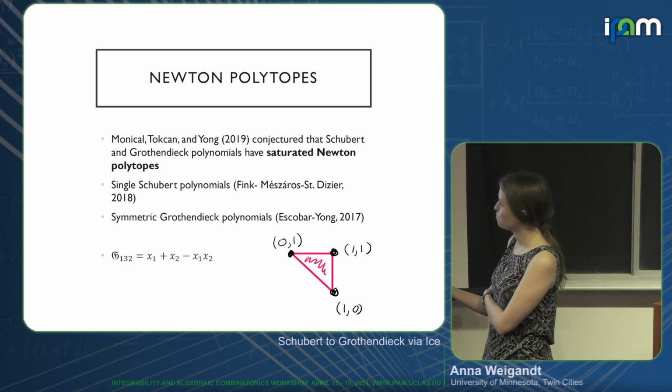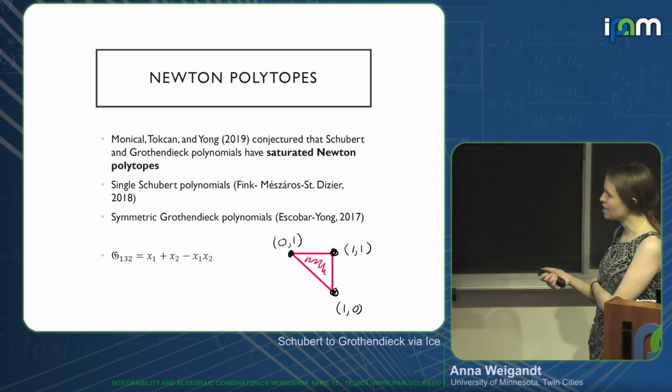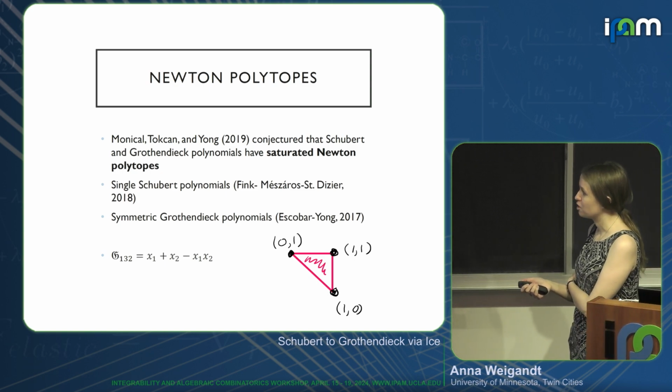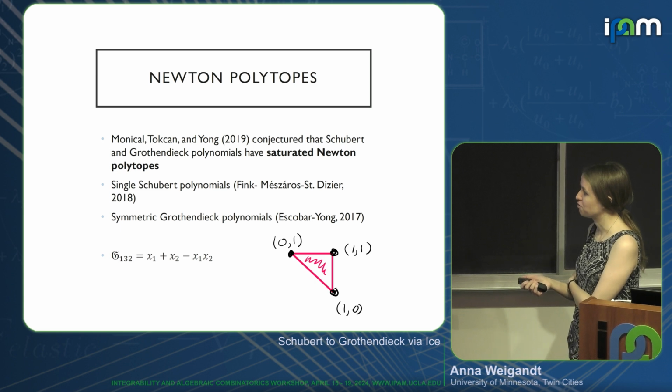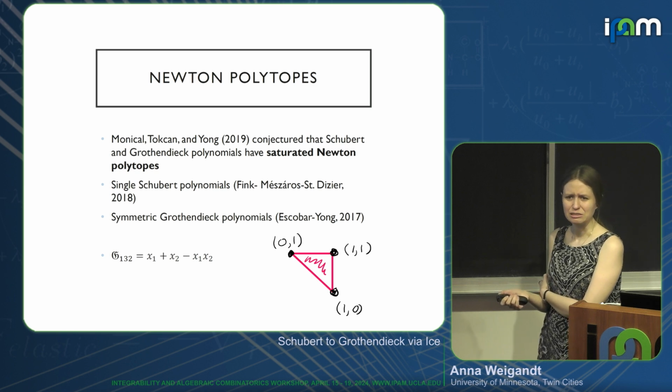So their conjecture was proved for single Schubert polynomials by Fink, Mészáros, and St. Dizier. For symmetric Grothendieck polynomials, there was a proof of Escobar-Young. But for general Grothendieck polynomials, I think it's still open.